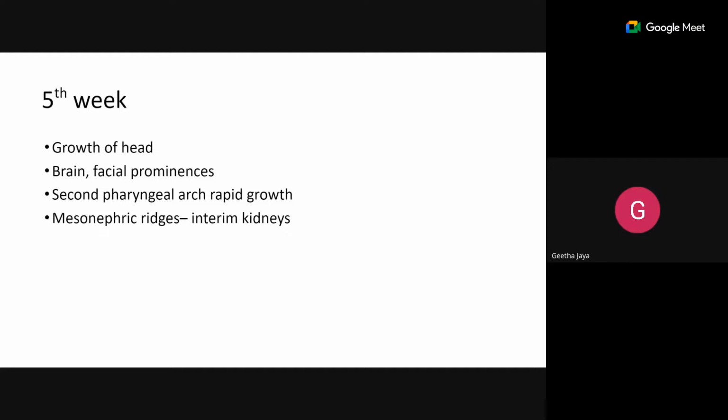Now coming to the 5th week. The head will grow more, the brain will grow. The kidneys develop from the intermediate mesoderm, which I have said is unsegmented, and generations of kidneys will come, but the early generations will disappear.